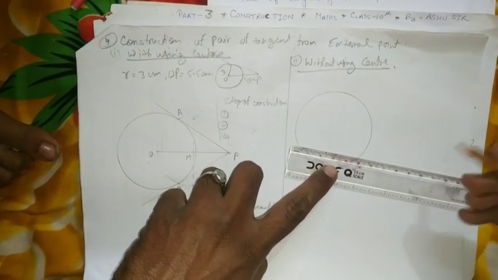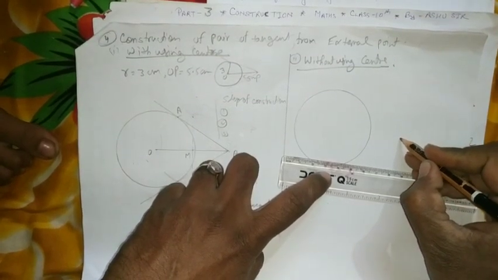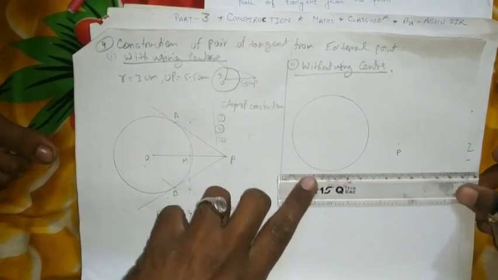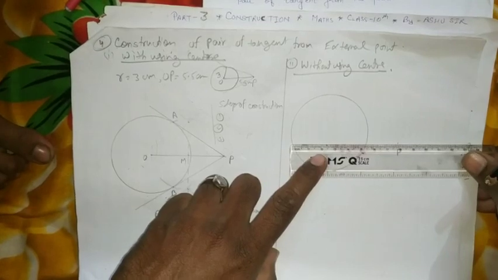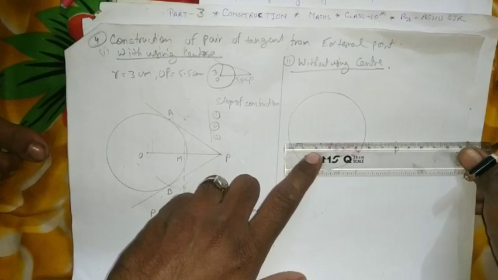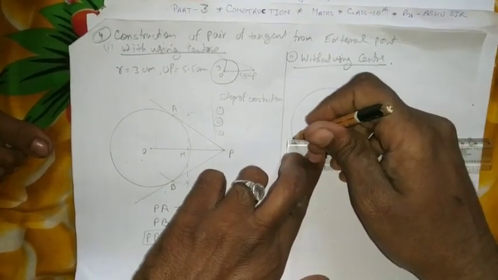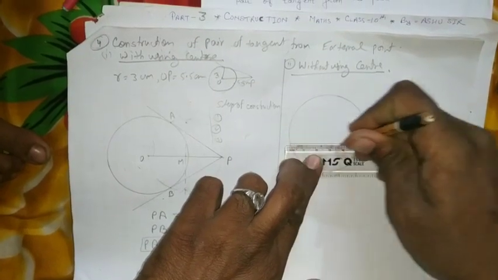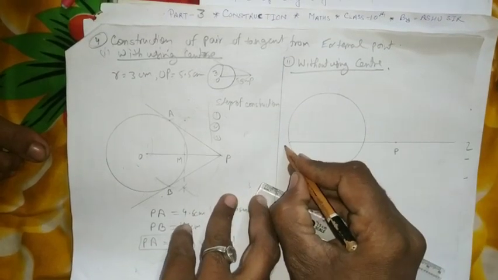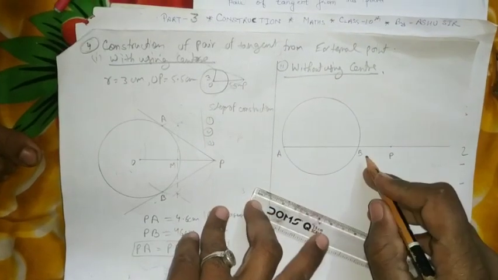First step, take any point P outside the circle. Suppose we take the point here, P. Then join P with the circle at both ends, anywhere you can join, and extend to one side. Suppose A, B are the intersecting points of the circle.